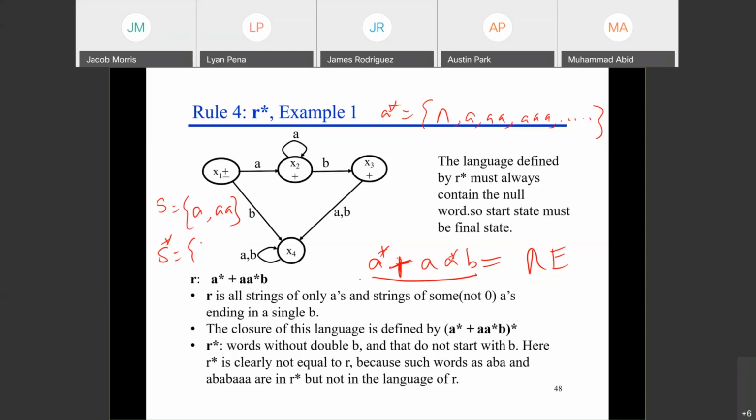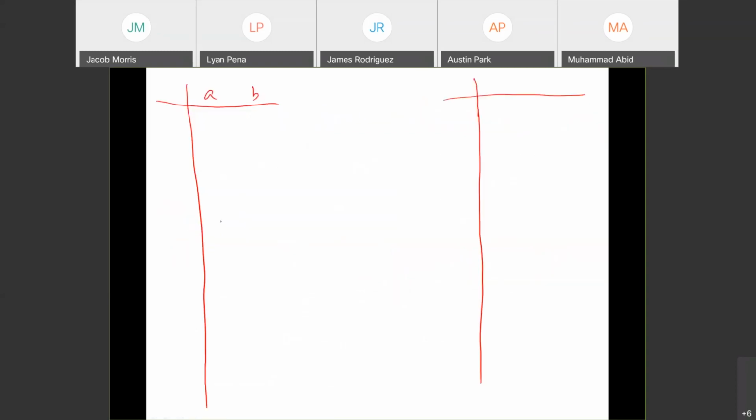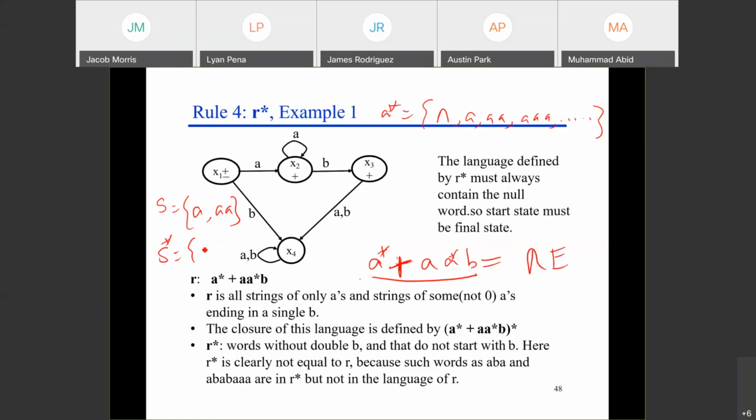Okay, and go ahead. I'm not sure what the second one would be.